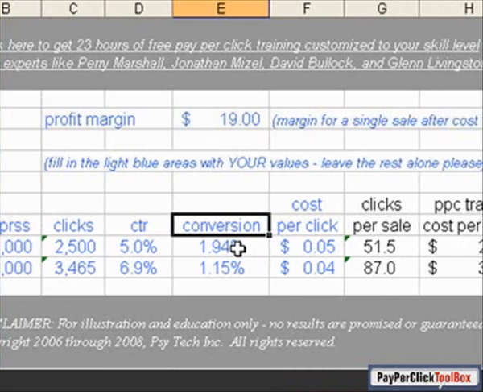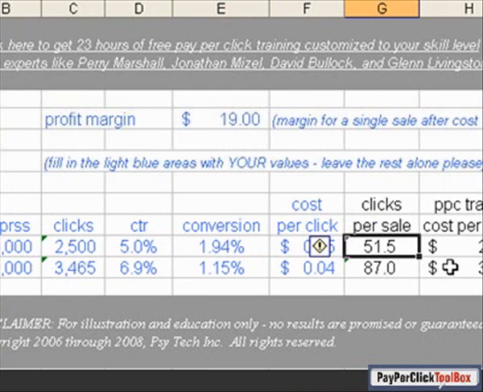Enter that for the ads that you're testing. And now what I've done here in the spreadsheet is made some calculations for you. The first calculation is how many clicks is it taking you to make a sale? This is just to make it really easy to see how much it's going to cost you per sale. In this case, it's taking 52 clicks.